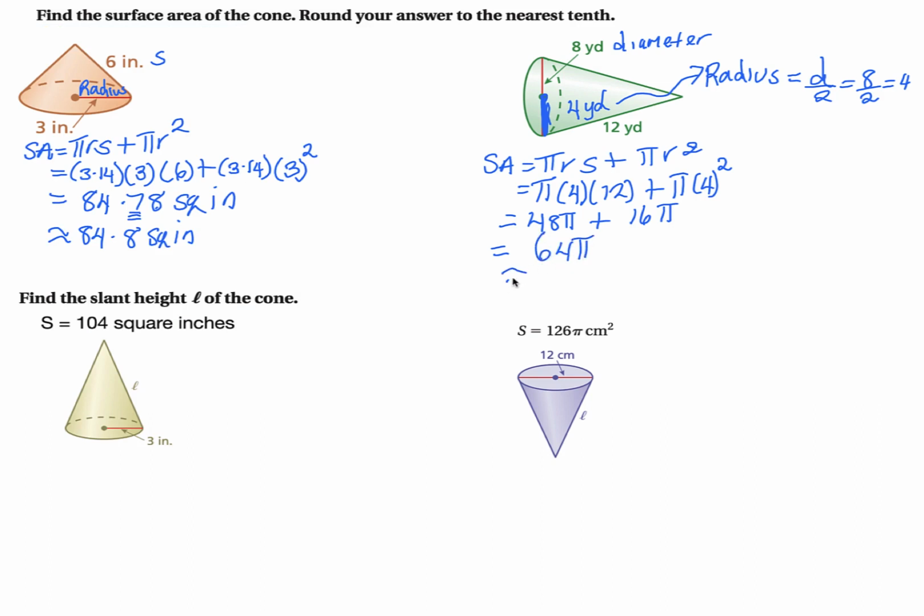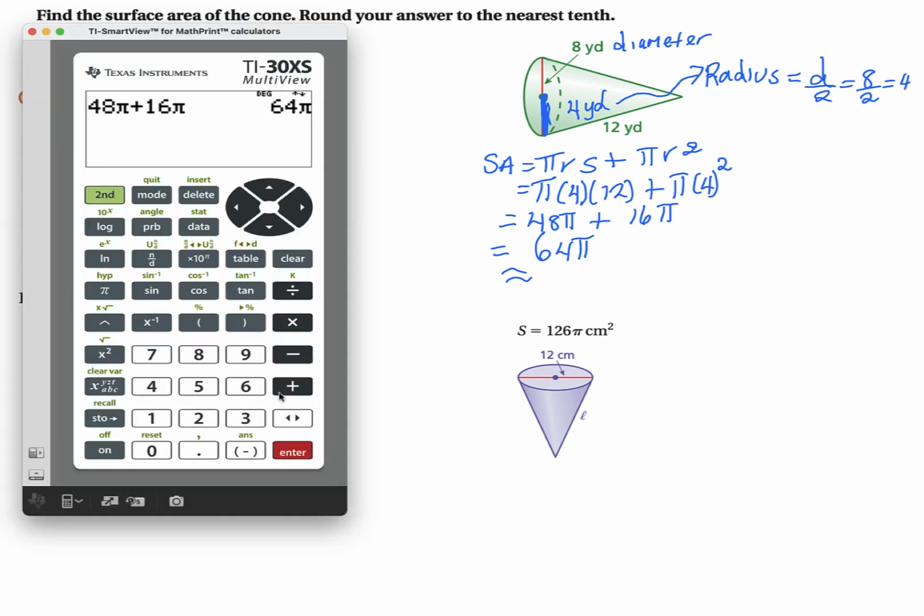Now they want your answer as a numeral, so with our calculator we just need to hit the toggle right here. My answer is 201.06.